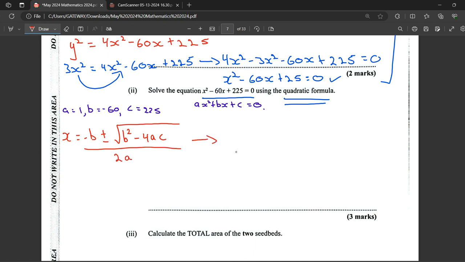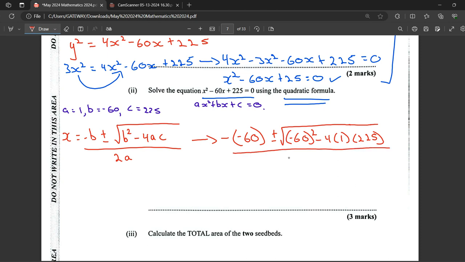So basically now you're going to put back your minus sign. Now instead of b, you're going to put negative 60, because that is what b is equal to. Plus or minus, which means that it has two solutions. A quadratic equation has two solutions, right? Square root of b squared, which is really negative 60 squared, minus 4 by a, but where's a? A is 1. Multiply by c, but where's c? C is 225, right? Divided by 2, multiplied by a, which is really 1.